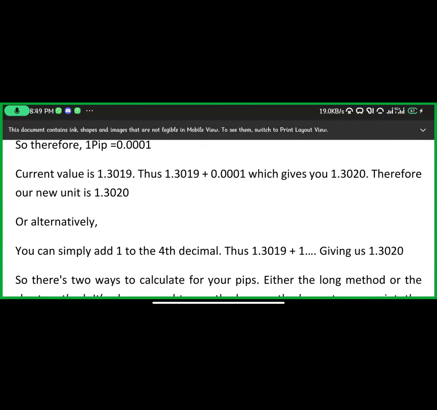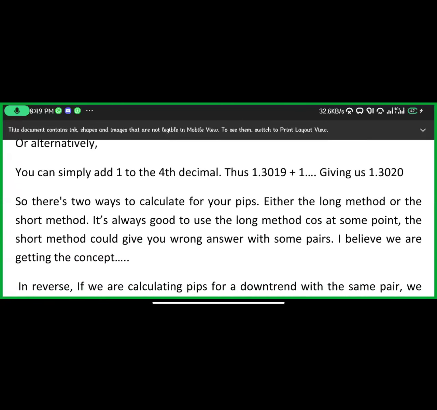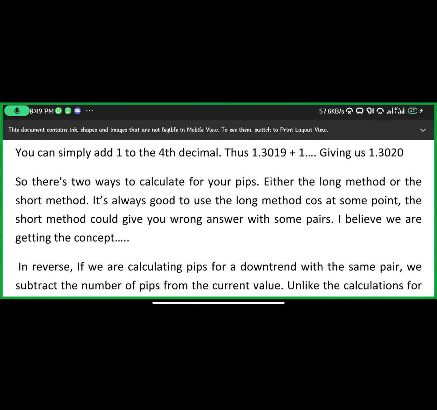Therefore, our new value is going to be 1.3020. Alternatively, you can simply add 1 to the 4th decimal of that value. Just add 1 pip to the back. Simple and straightforward. It's going to give you your answer directly. So there are 2 ways of calculating pips, either a long method or a short method. It's always good to use the long method, because at some point the short method could give you a wrong answer with some pairs. You may get confused with some pairs and have wrong answers.